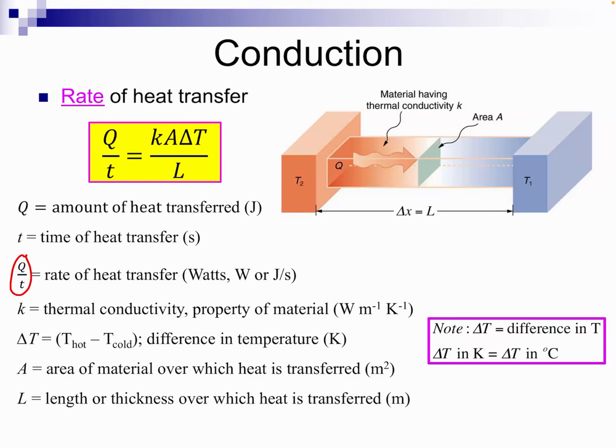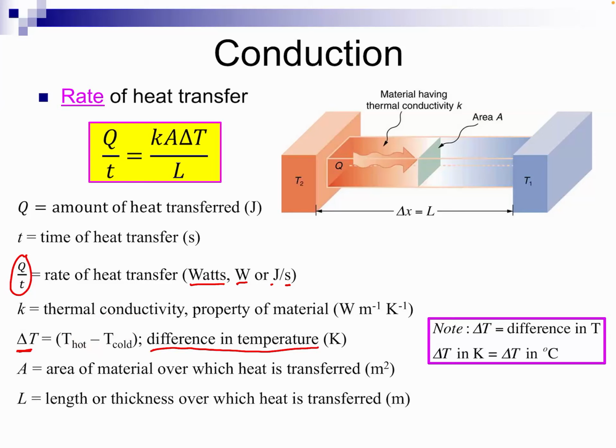Right, so rate Q over T, if we do dimensional analysis to look at the units, the unit for Q is joules because Q is energy. The unit for time is seconds. So joules per second, we've already encountered this. This is power, which is measured in watts. So rate is measured in watts, whereas amount of heat Q is measured in joules. But still, it's the same equation. Delta T here is still the difference in temperature. Hot minus cold.